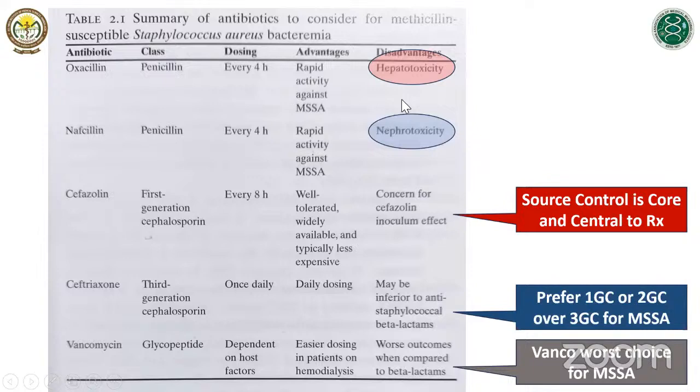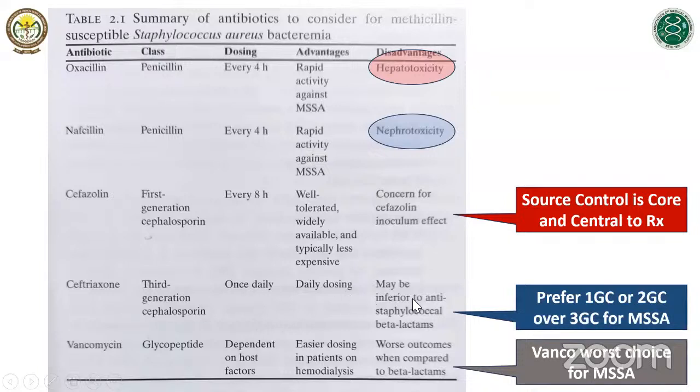But the issue with oxacillin is that it has hepatotoxicity. Nafcillin has nephrotoxicity. Cefazolin is a first generation cephalosporin that can be given every 8 hours, so dosing is also not an issue. But the issue comes with the cefazolin inoculum effect. That's why source control is core and central to the treatment of all MSSA infections. If you're giving any of the penicillinase stable or penicillinase resistant beta-lactam antibiotics, the source control has to be there. The inoculum has to be decreased.